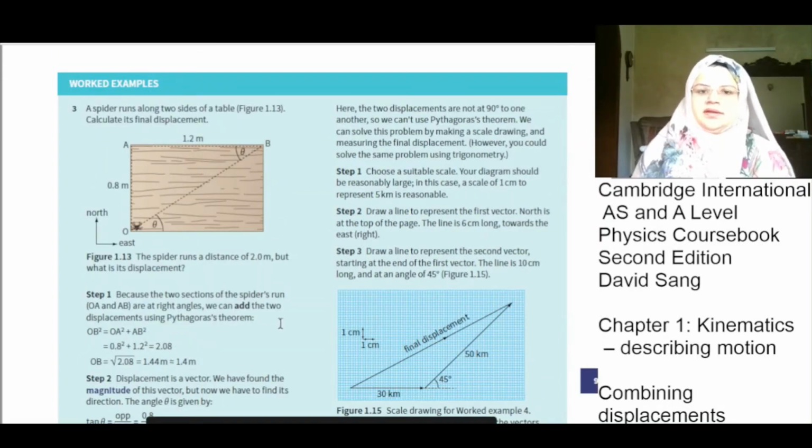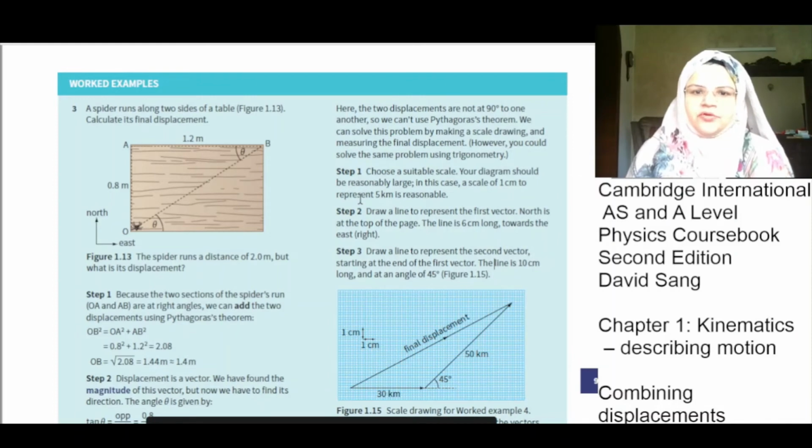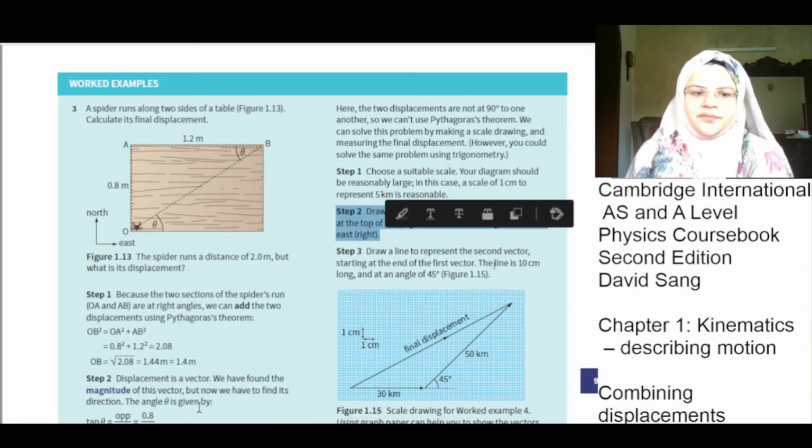Step 1. Choose a suitable scale. Your diagram should be reasonably large. In this case, a scale of 1 centimeter to represent 5 km is reasonable. Step 2. Draw a line to represent the first vector. North is at the top of the page. The line is 6 centimeters long towards the east.